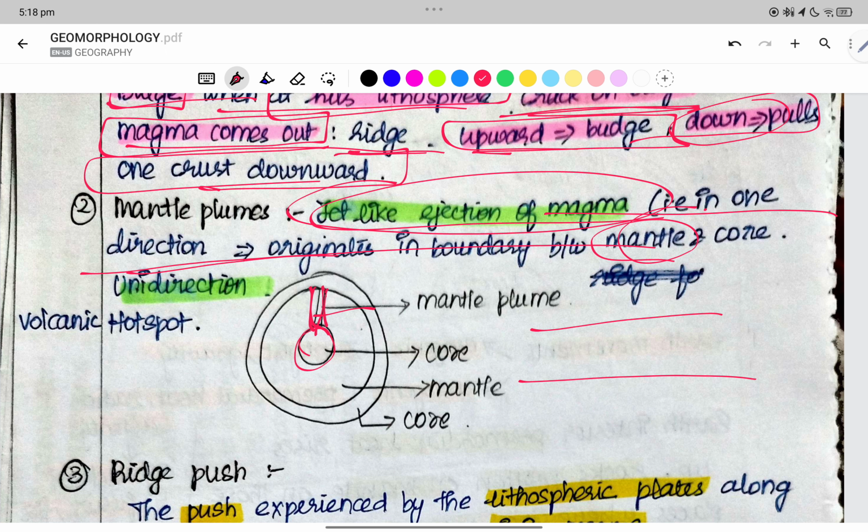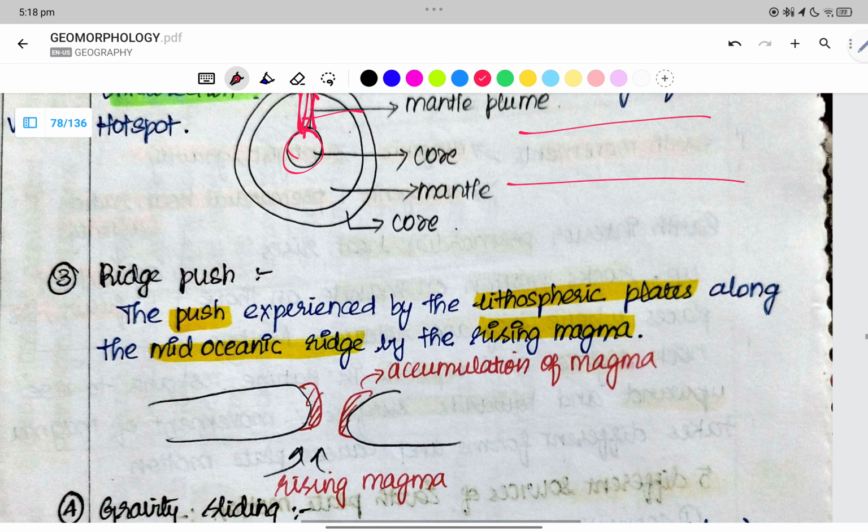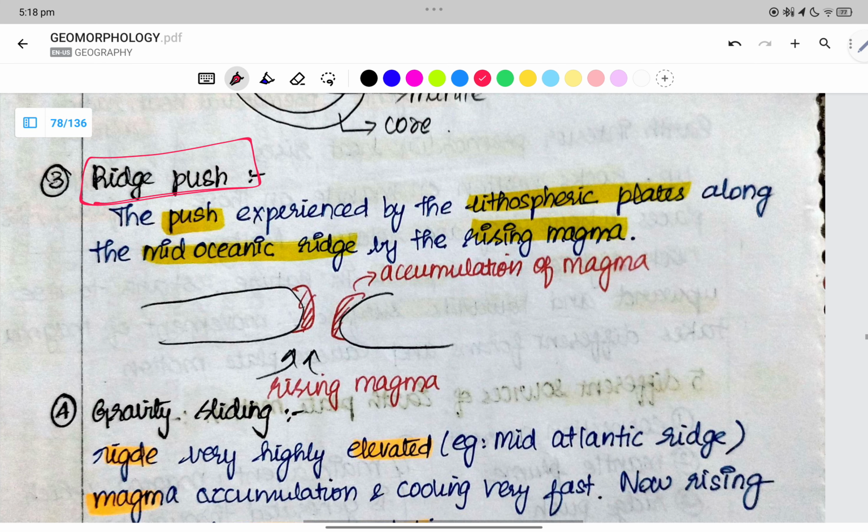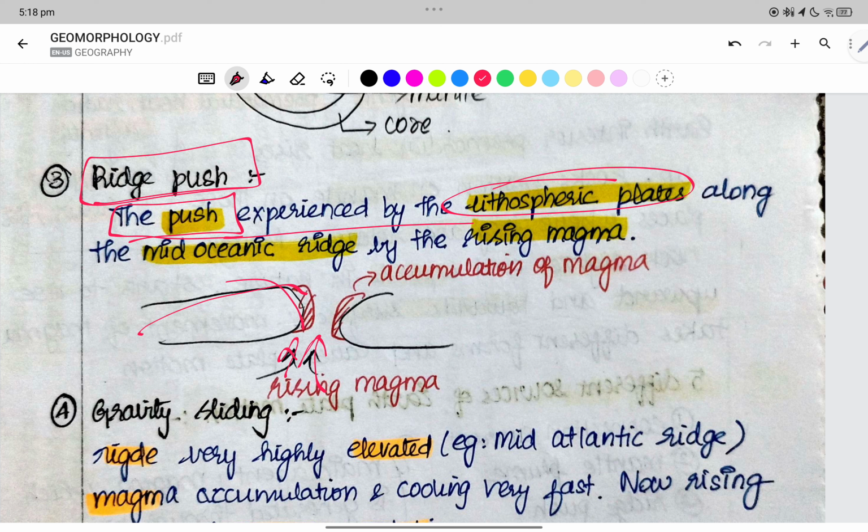This is the core, and then we have the mantle. They are the reason for volcanic hotspots. What is ridge push? The push experienced by the lithospheric plates because of the rising magma.